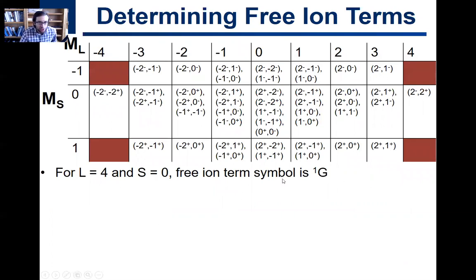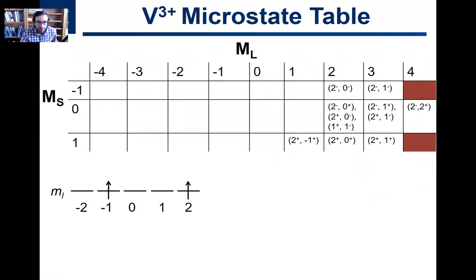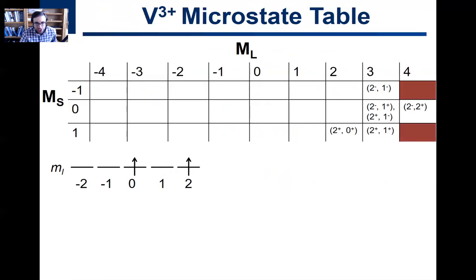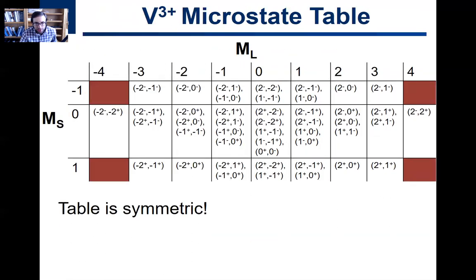Where did that come from? 2S plus 1, S equals 0. 2 times 0 plus 1 is 1, so singlet. G, where does G come from? Remember, it came from that table I showed you on a previous slide when we went over term symbols. It goes in the order of the orbitals, kind of what you're used to for the orbital names. And remember, beyond F, you just go alphabetically, so G, H, I. So we have L equals 4, so that's going to be a G state. So in total, we have a singlet G state there. So that's the first one we figured out.